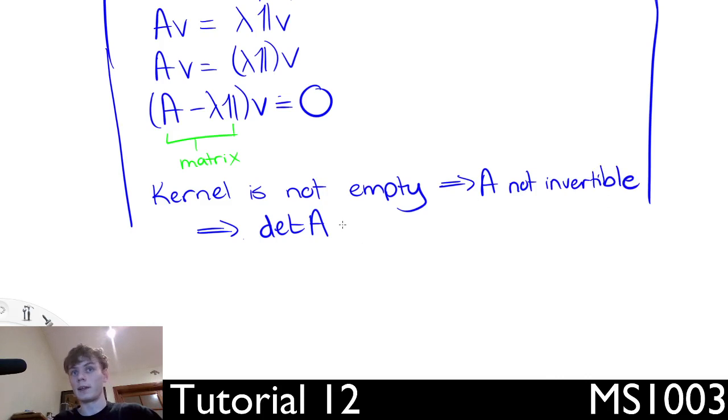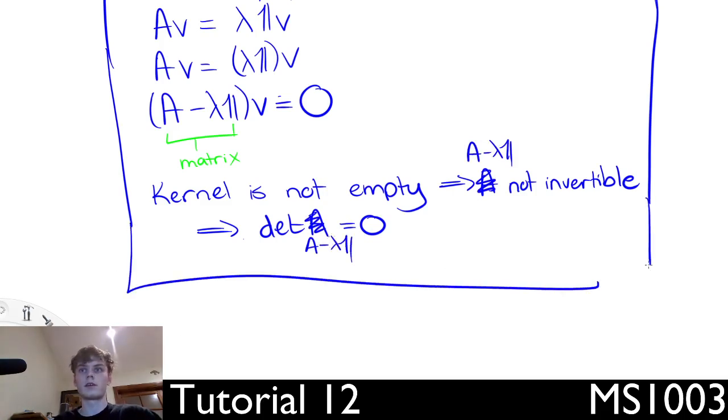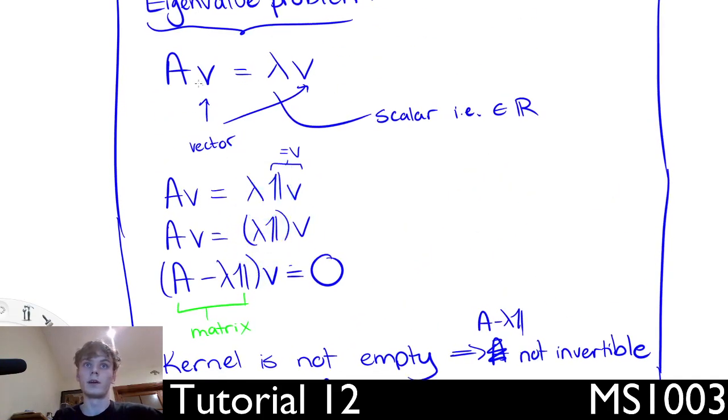A not invertible means the determinant of A has to be equal to 0. Sorry, I don't mean A here. I mean A minus lambda I, and the determinant of A minus lambda I. Exactly like this. So what we get is that by knowing stuff about kernels and invertibility, I can now begin to solve simple equations that involve matrices.